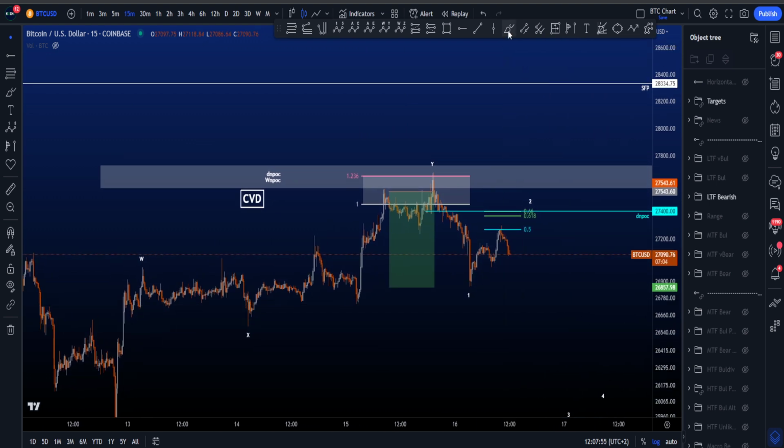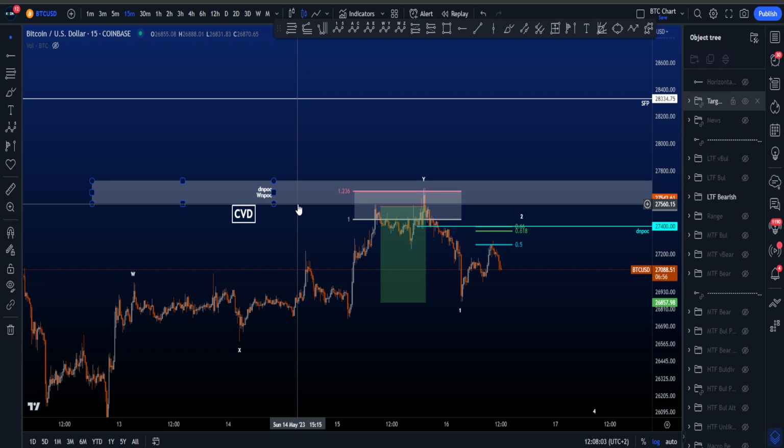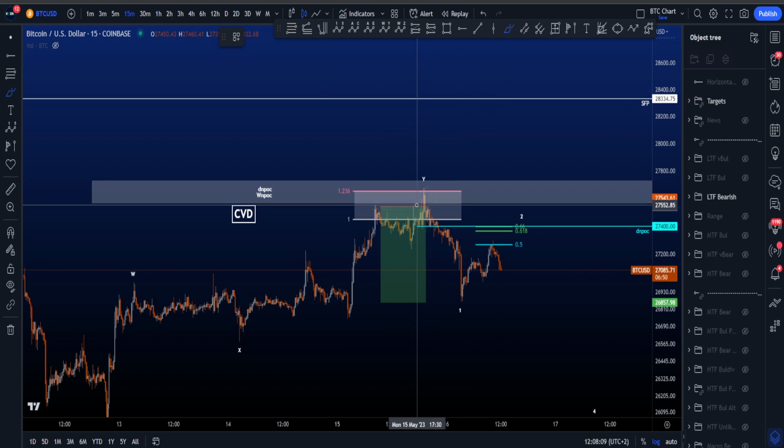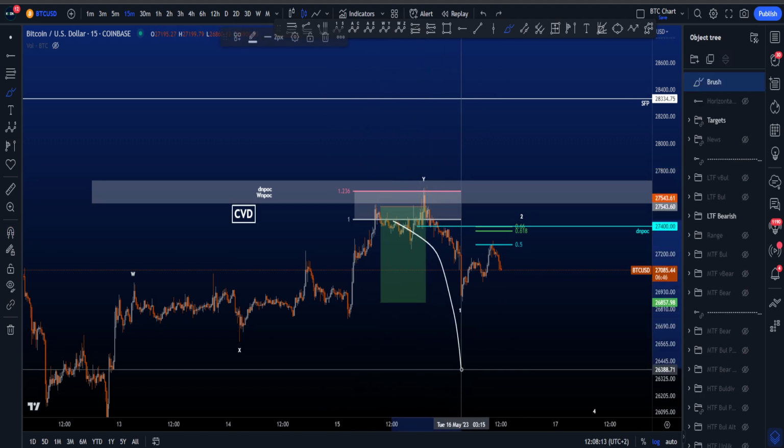So that also had confluence with my target box, which is now white because after my target box has been reached and has been hit and the confluences have been taken, I always make my target boxes white, and this target box was between 27.5k and 27.7k for then a potential short scenario that we had with the stop loss above the target box looking for downside.